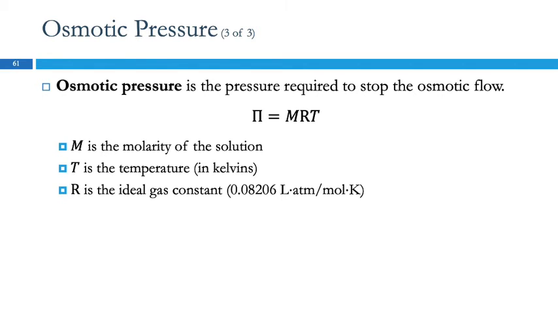The ideal gas constant here, there's two different values that we've seen. This is the one with liters and atmospheres in it. And if we look at the units, molarity would be in moles per liter, and this ideal gas constant is in liters times atmospheres divided by moles times kelvin. And then the temperature is in kelvins. And so the moles cancel, the liters cancel, the kelvins cancel, and we're left with a pressure unit.